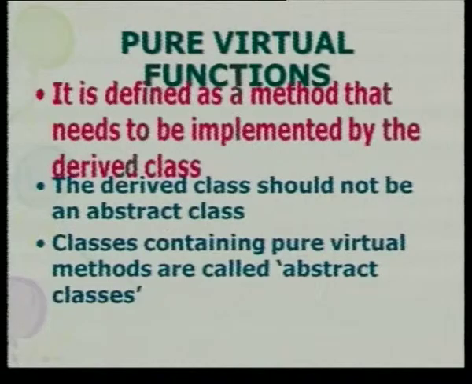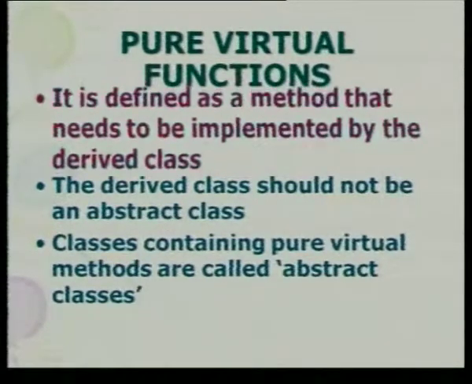Sometimes it may lead to an error, sometimes only the base class function will be called. So, we have to be very clear, before we make an object point to a function, we have to identify to which class that particular object belongs. So, this is the concept of virtual functions in C++. Next, we are having pure virtual functions. It is defined as a method that needs to be implemented by the derived class.